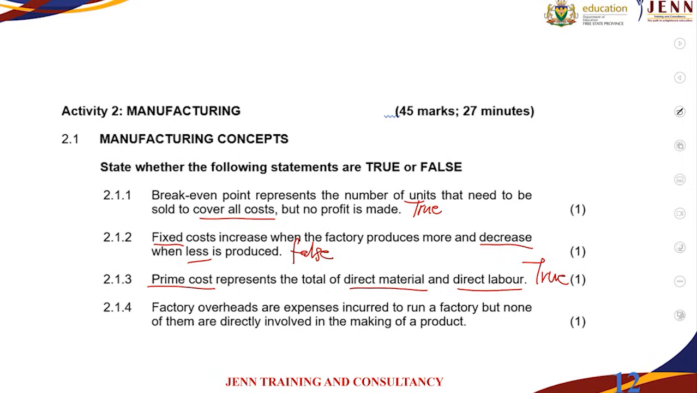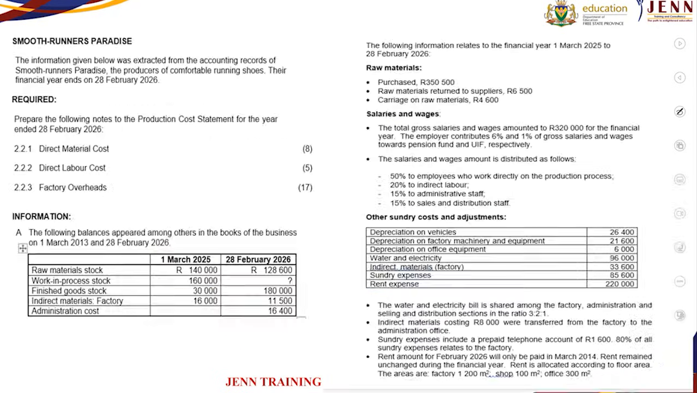And then 2.1.4, the factory overheads are expenses incurred to run a factory, but none of them are directly involved in making of the product. That is true. Remember, they are not involved, but we still use them to run the factory. So this statement is true. That is our factory overheads. So these are the concepts that are more important for you to know.